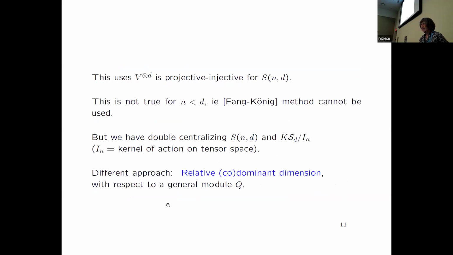Okay, good. Right. Anyway, so this uses that the tensor power is projective injective for the Schur algebra S(n,d), but this is not true if n is smaller than d. So this method would not be usable for example for S(2,d). But you still have double centralizing between the Schur algebras and the quotient of the symmetric group or Hecke algebra. And so it's not really completely out of the question. And so what Thiago did is he studied not the dominant dimension, but some relative version of that. This is a relative version with respect to some module. And so that's what I'm going to talk about now.